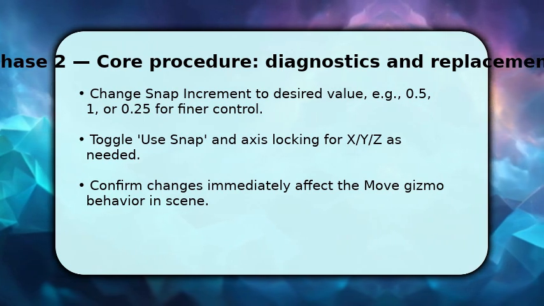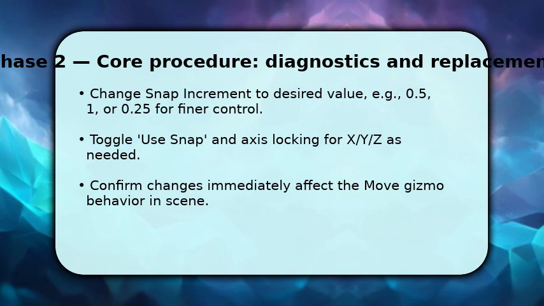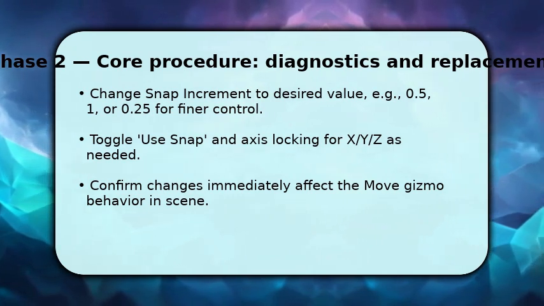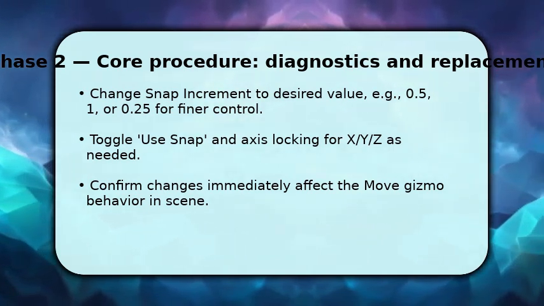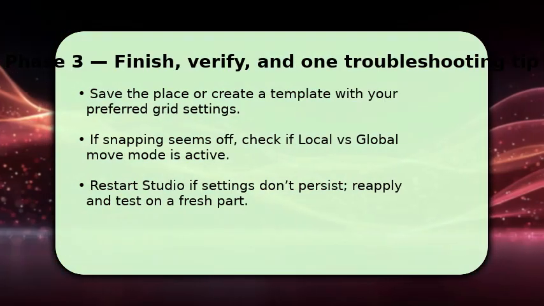Make sure to test by dragging the gizmo. You'll see parts jump by the new increment. That confirms the setting applied. To finish, save your place or create a template so your chosen snap increment persists across sessions. This avoids repeating the change.